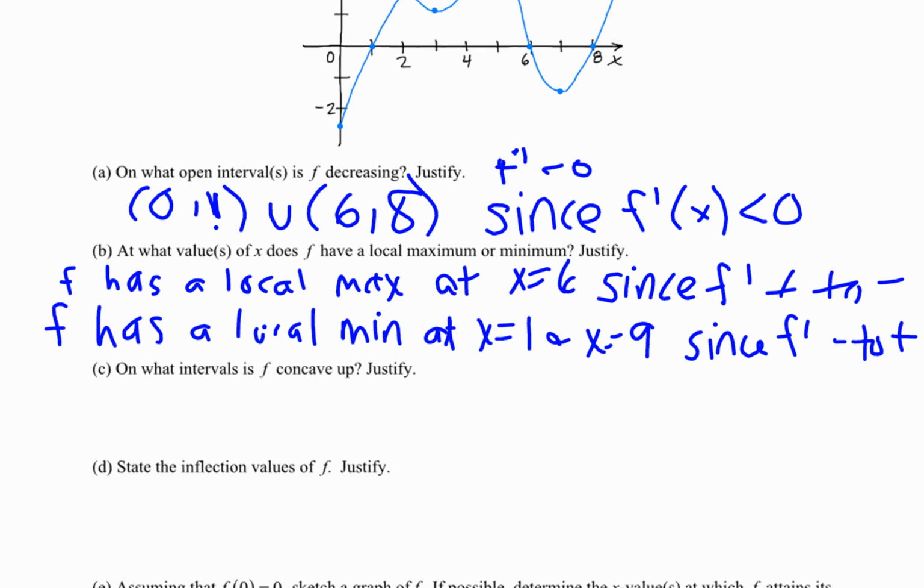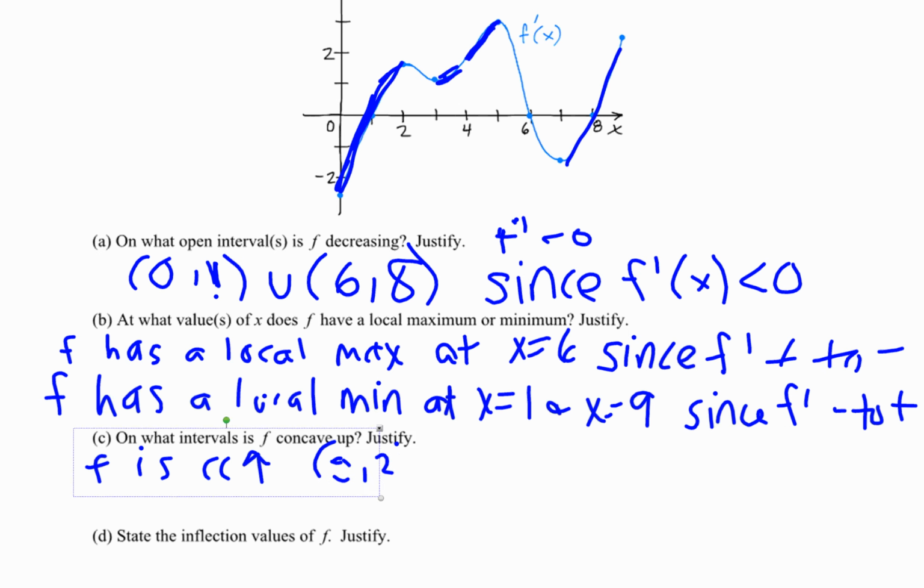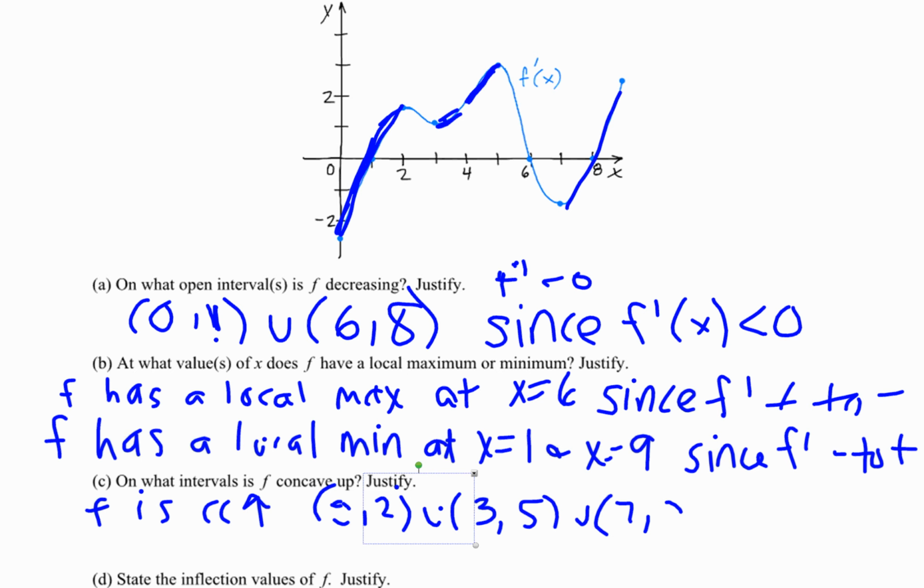On what intervals is f concave up? All right, so we need to know where f double prime is positive. So now we need to look at the slopes. Here the slope is positive, here the slope is positive, and here the slope is positive. So f is concave up like a cup from 0 to 2, also from, looks like 3 to 5, and then from 7 to 9. Okay, just making sure it only went to 9.